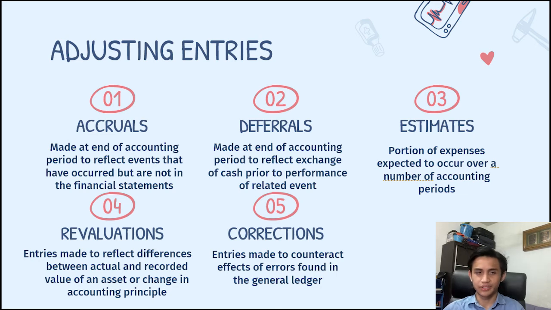Another one is revaluation. A revaluation entry is made to reflect either a difference between the actual and recorded value of an asset or a change in accounting principle. Examples include a change in the method used to value inventory, reducing the value of inventory to reflect obsolescence, or adjusting inventory records to reflect the result of a physical count of inventory.